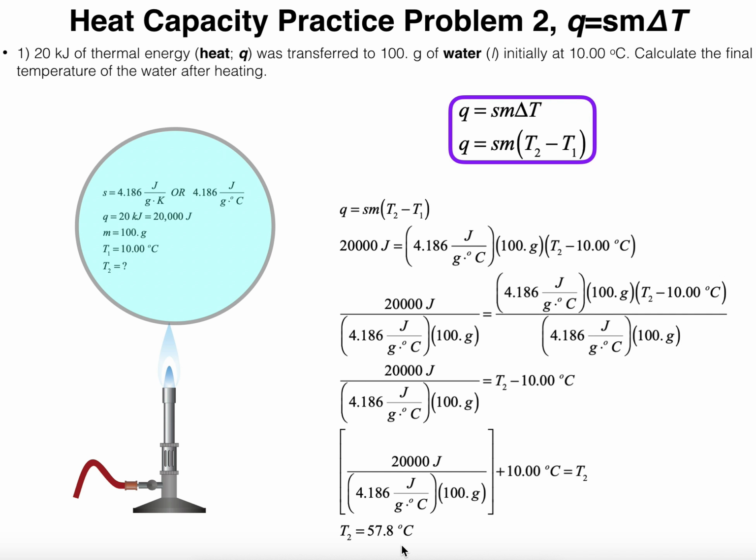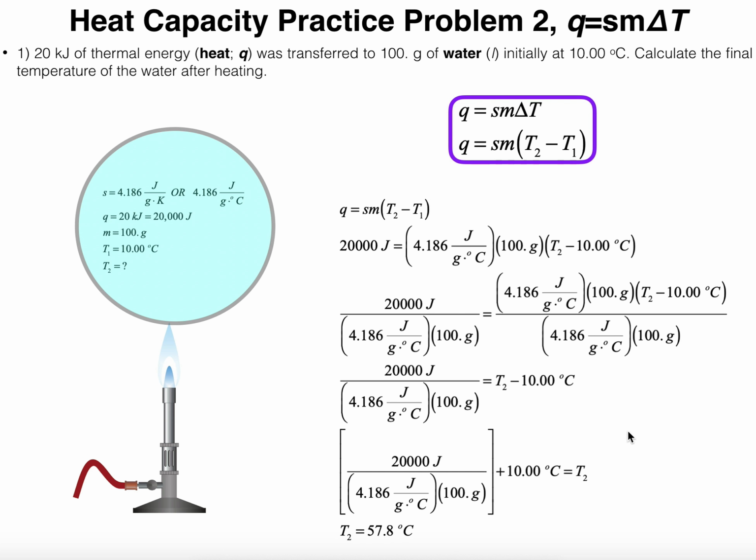Now let's make sure that makes sense. The temperature goes up from 10 degrees Celsius to 57.8 degrees Celsius. It goes up. That makes sense because I'm adding thermal energy, because I'm adding heat to my system, which is water. So if you're adding thermal energy to your water, then that's going to be a positive heat, and the temperature should increase. If this Q was negative, that would mean I'm cooling the water, maybe putting it in the freezer, and the temperature would go down. So my answer, at least the number itself, makes sense.